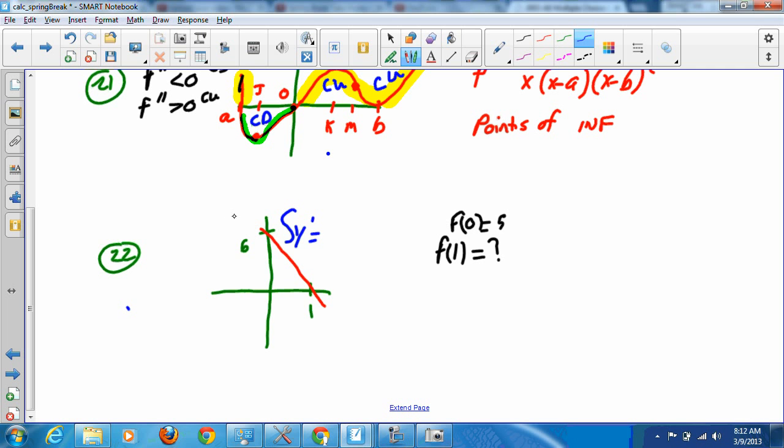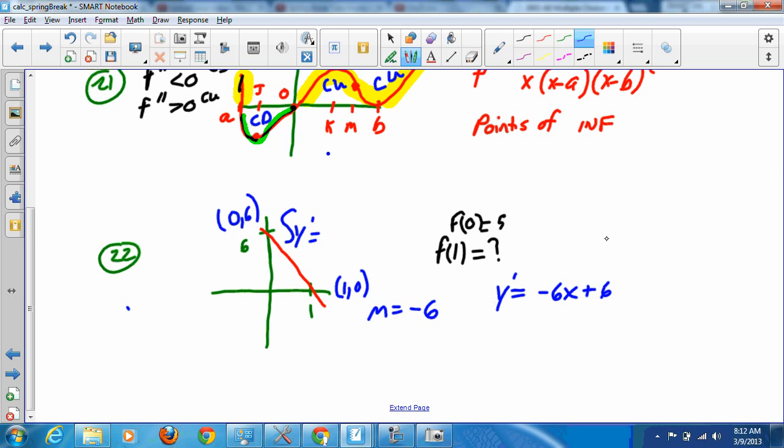We first note that this has an intersection at 0, 6, and then it crosses the x-axis at 1, 0. So its slope would equal what? The slope would equal negative 6. Rise over run, down 6 over 1. With this information, we can now write the equation of this line. This is the derivative now. It's negative 6x plus 6.